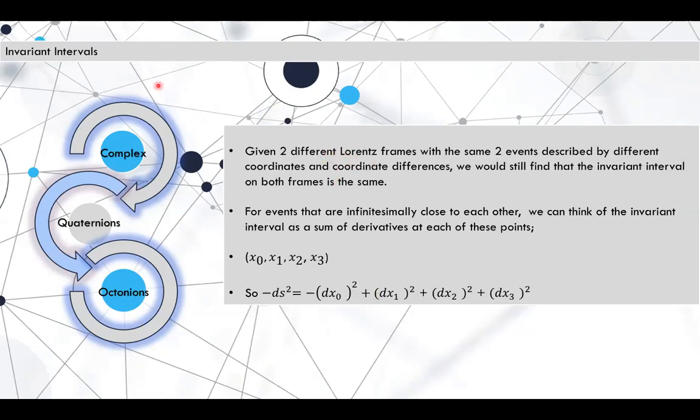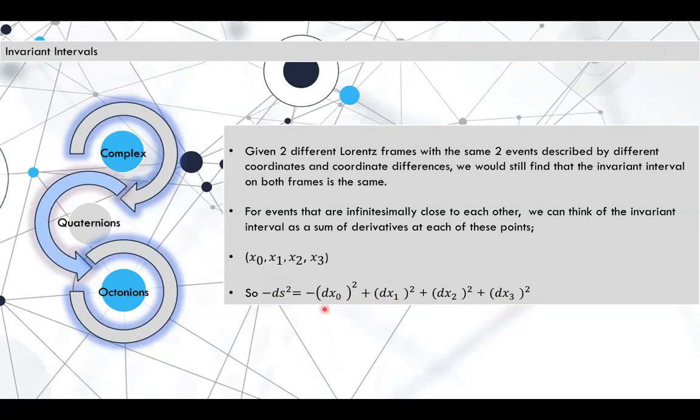So now we're going to describe something called an invariant interval. Suppose we have two different Lorentz frames, and we're representing the same two events in each frame. So let's say the first frame has coordinate x and the difference in x, and the second frame has coordinate y and the difference in y. So clearly these are two different coordinates and two different coordinate differences, but they're going to have the same invariant interval, which we usually denote by delta s squared, or ds squared if we're talking about infinitesimally close events. And here we just show the formula for the invariant interval.